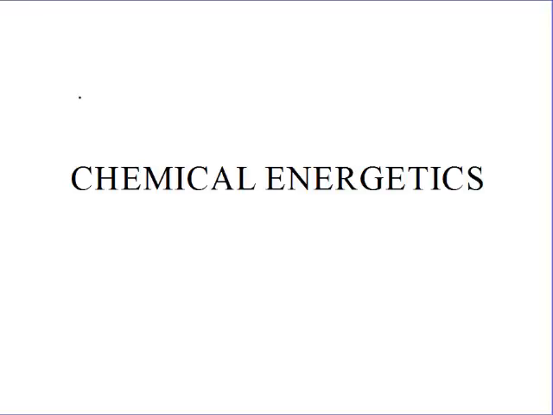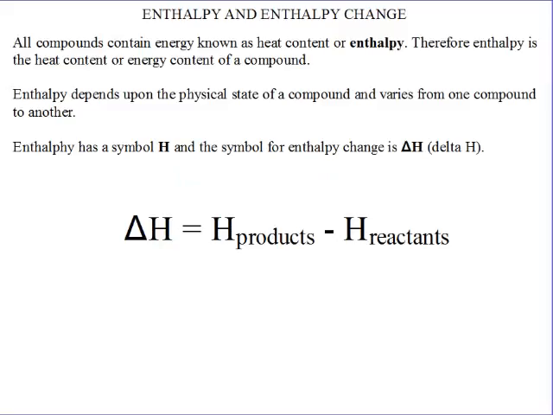Still on chemical energetics, we're talking about energy transfer. We got to see that depending on where the heat energy is transferred to, we have two types of reactions: the endothermic and then the exothermic. In endothermic, heat is coming inside the system. In exothermic, heat is being lost to the surroundings.